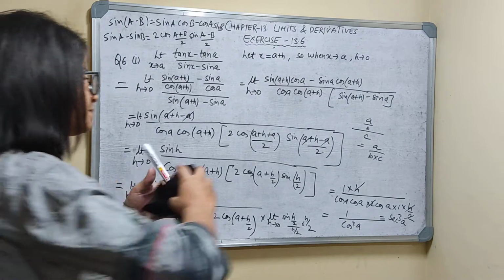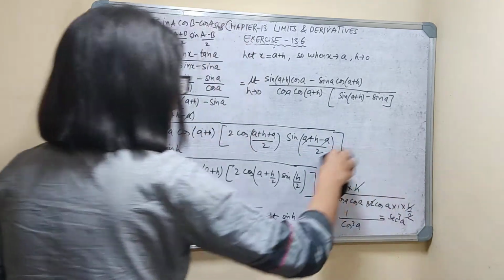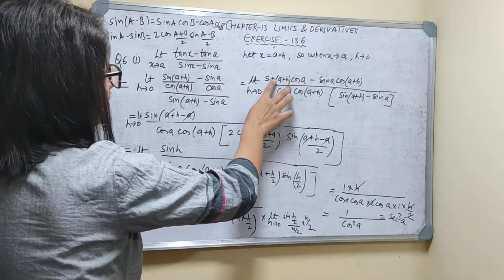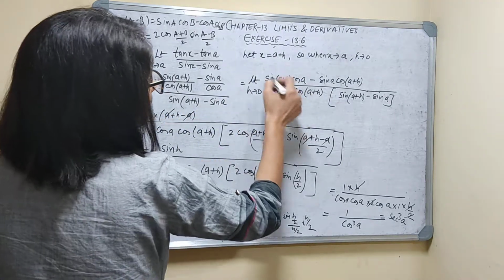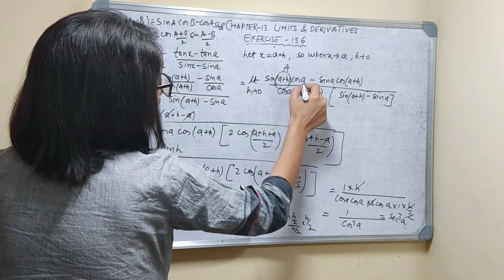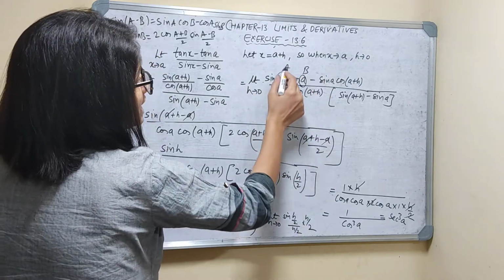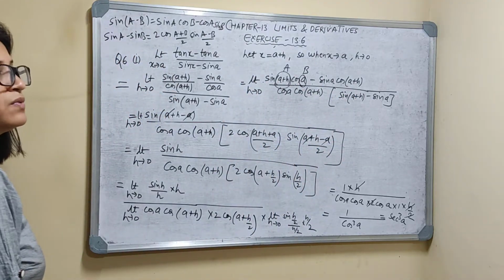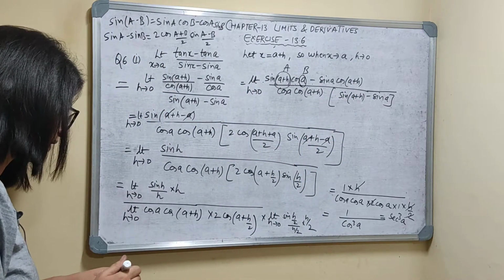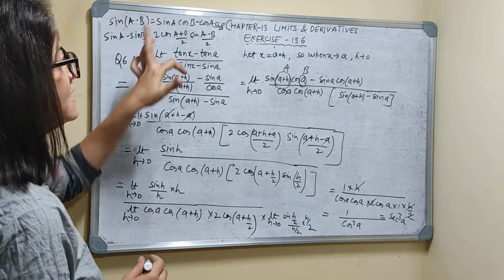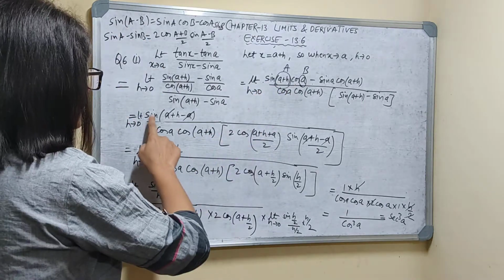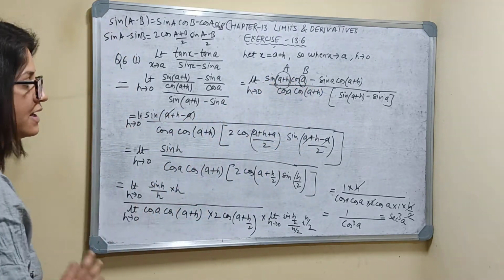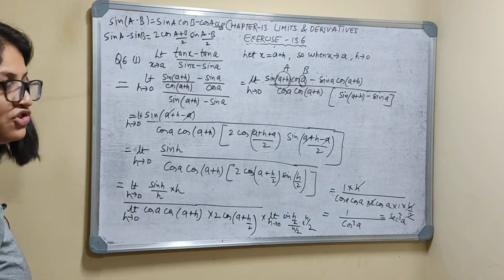Now you see, limit h tends to 0, in the numerator sin a cos b minus cos a sin b. Let's say this a plus h is A, and this a is B. The formula of sin of A minus B is sin A cos B minus cos A sin B. So I can write sin of a plus h minus a, and a and minus a cancelled. So you will get sin h.